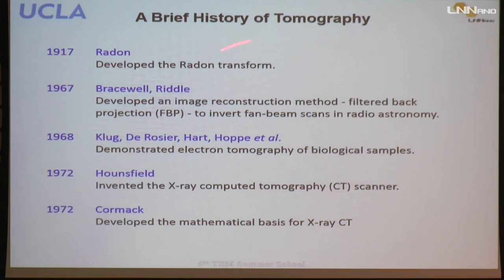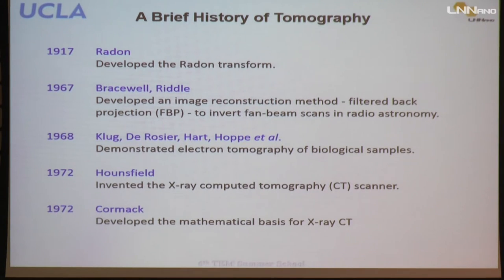In the beginning, tomography was developed by astronomers, because astronomical objects rotate and evolve. When we look at the sky, each projection of the sky is a different projection of the rotating object. By reconstructing these, you can get the 3D information of our universe. Later, in 1968, some people demonstrated electron tomography for biological samples. The most famous one, the CT scanner, was developed by Hounsfield in 1972, and Cormack developed the mathematical basis for the CT.